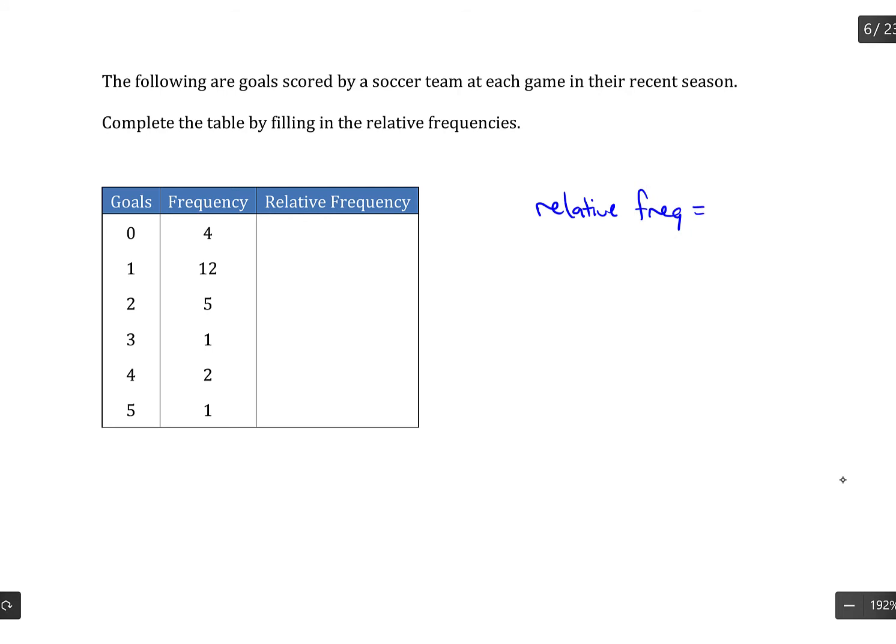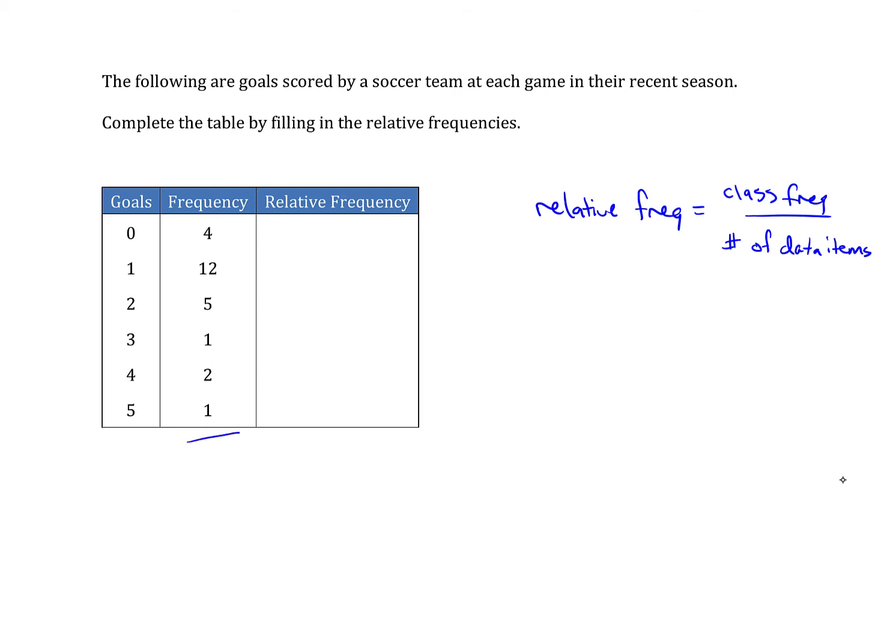is we take the individual class frequency divided by the number of data items. And this is essentially a percentage. And if you think of it as a percentage, then it's not really a formula that you have to memorize. The percentage of the frequency would be individual class frequency divided by the total.